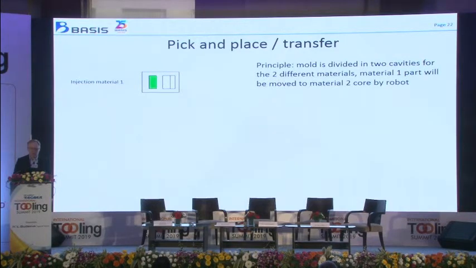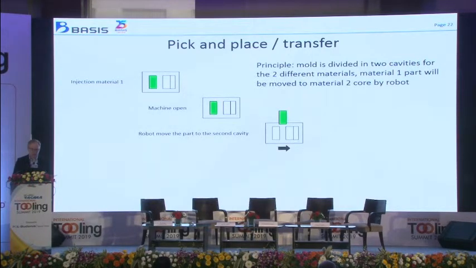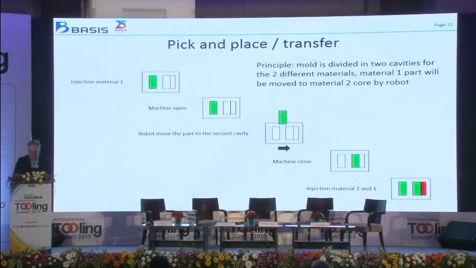Material one will be moved from one core to the other by a robot. We make the injection of the first material, open the machine. A robot takes the part and moves it to the second core. Machine close. We make the injection of the second material, and at the same time, we can also make the injection of the first material in the first cavity.